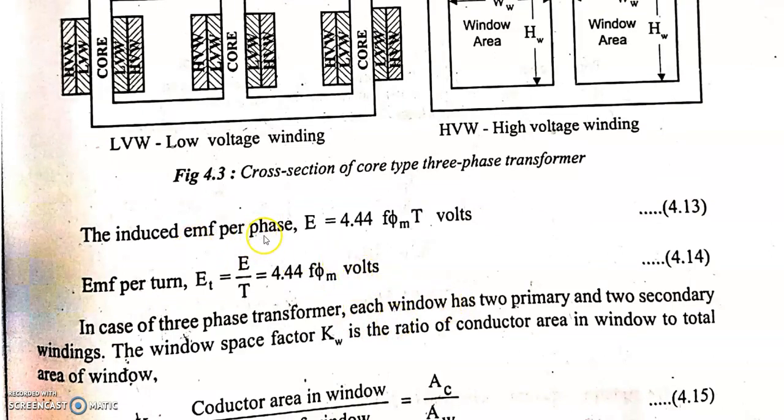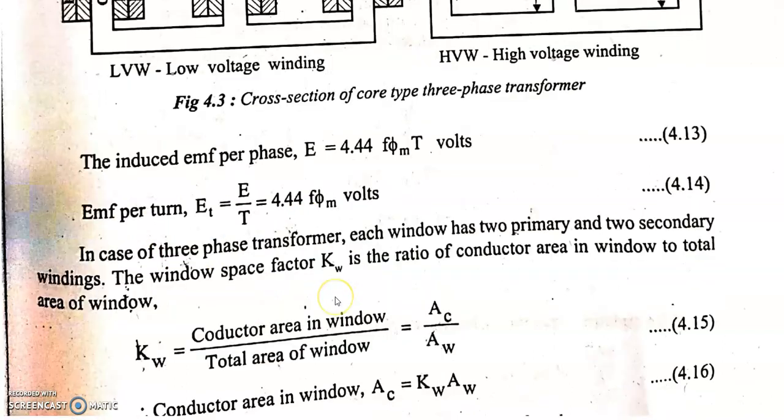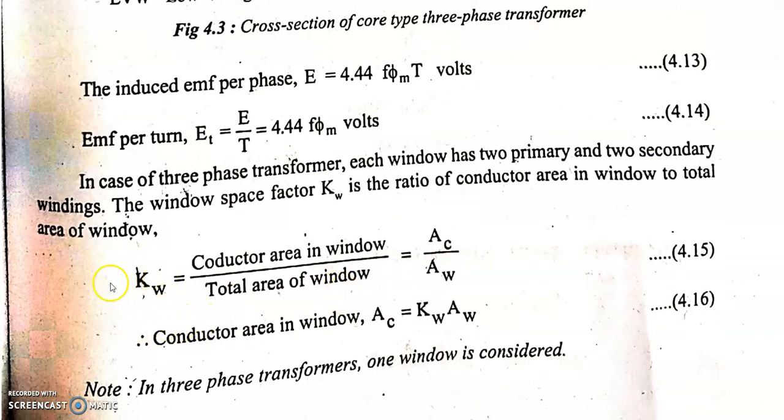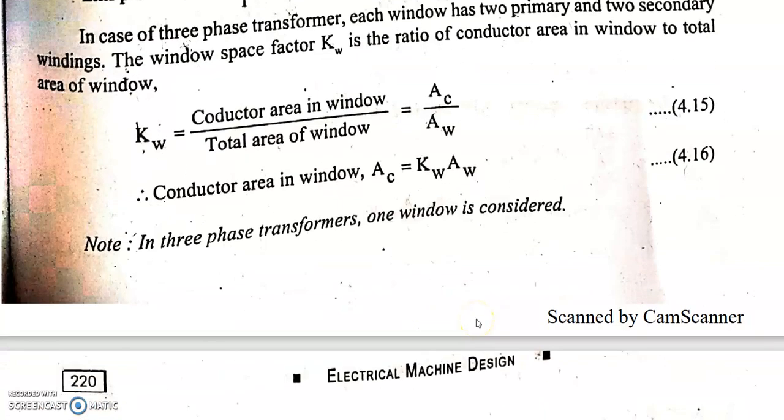Here the induced EMF per phase, from the single phase transformer EMF equation, is 4.44 f φm T. We are writing it in terms of EMF per turn, so 4.44 f φm is a constant. And we have already defined what the window space factor is. It is the ratio between conductor area and total area of the window. So from this equation we write the conductor area in window, Ac, as Kw Aw.